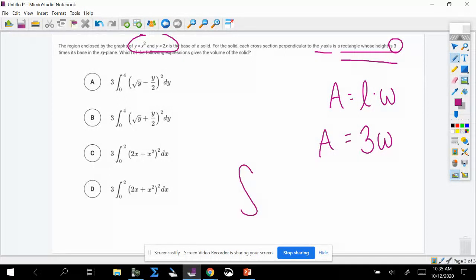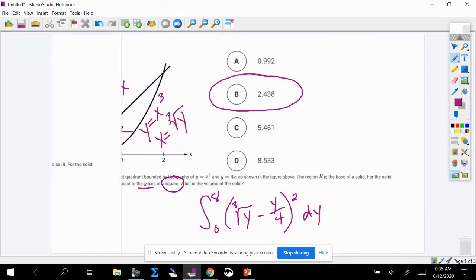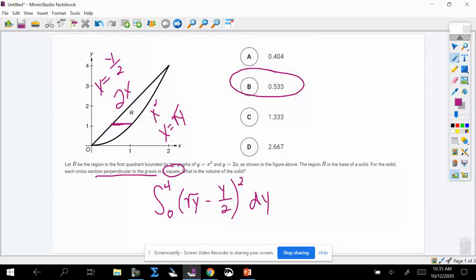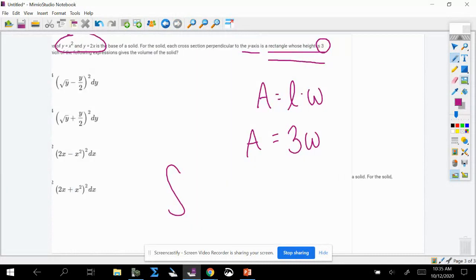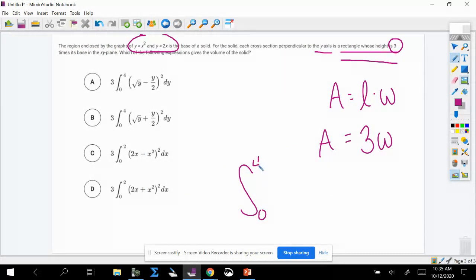Everything that I did back 2 questions ago is still going to hold true as far as boundaries. So let me go back and show you that picture. So this is the picture they're referring to. So we know we're going from 0 to 4 because we're in terms of y's, because we're going perpendicular to the y-axis. And we know that this was the side of my square, and we did right minus left, which was the square root of y minus y over 2. So we know we're going from 0 to 4, and the nice thing about that is that gets rid of C and D, because A and B are the only ones that are the right boundaries.